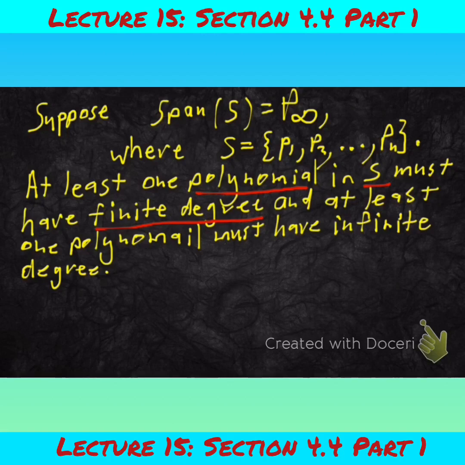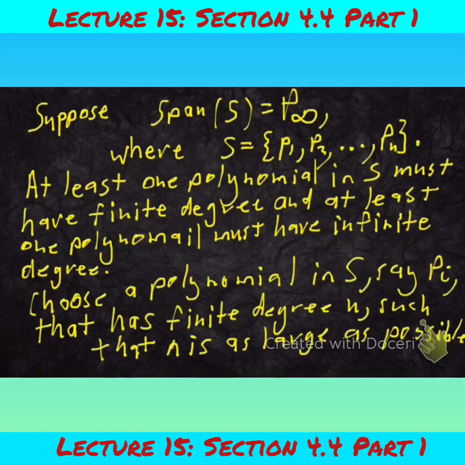And at least one polynomial must have infinite degree, because if all of them have finite degree, then I cannot write a polynomial of infinite degree as a linear combination of polynomials of finite degree. So at least one of them must be infinite and at least another one of them must be finite.